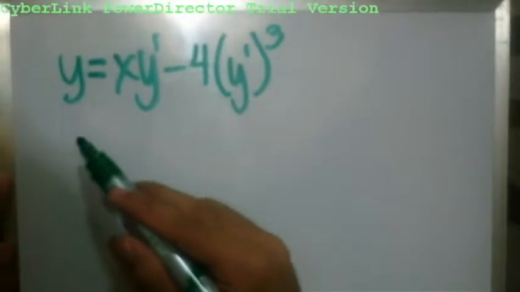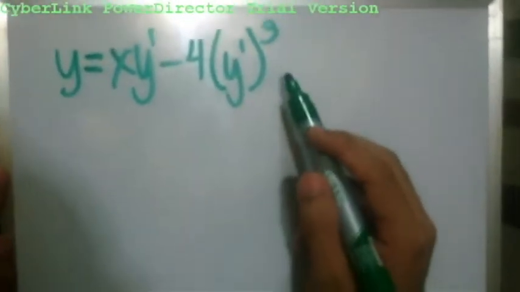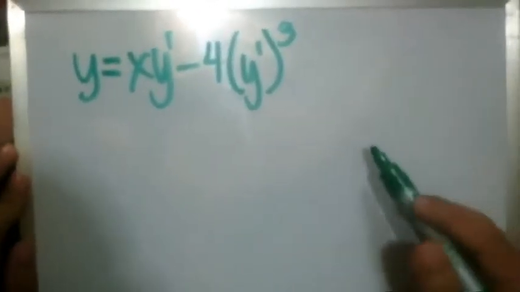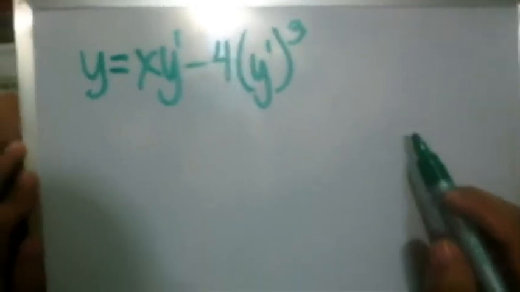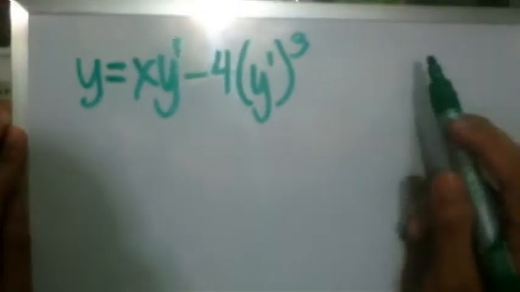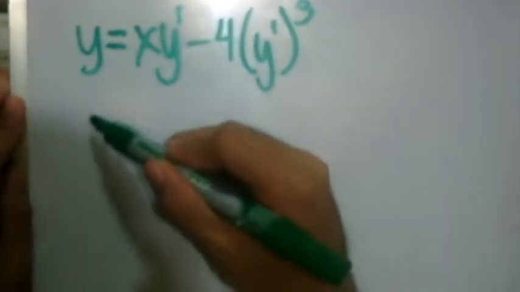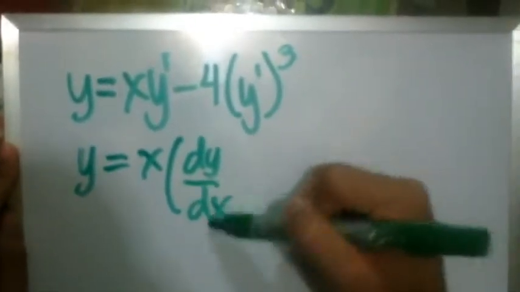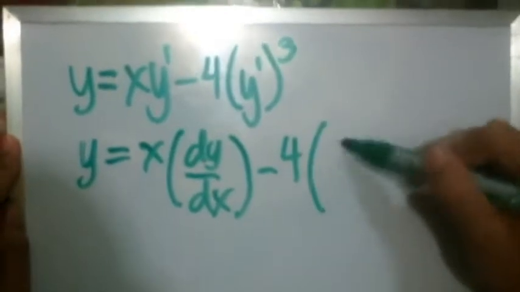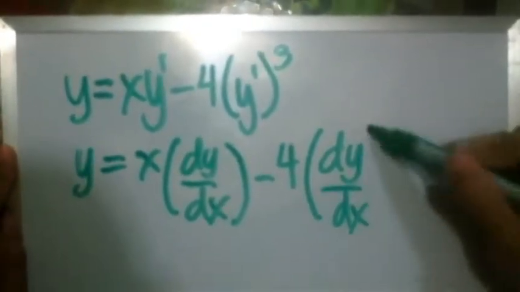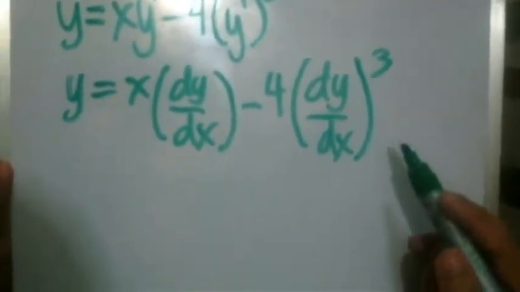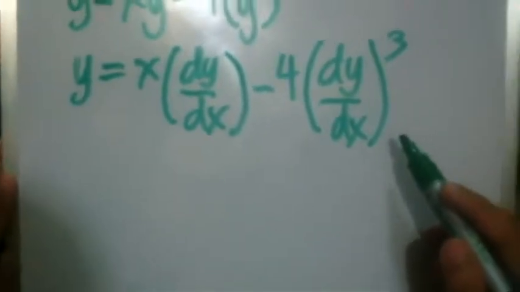We have our problem y equals xy prime minus 4y prime cubed. As you can see in our problem, we have an exponent 3, so it will not be easy to use linear, separable, or other such differential equation methods. So at first we will write this as x dy over dx minus 4 dy over dx cubed. In this equation, we can use Clairaut's equation.